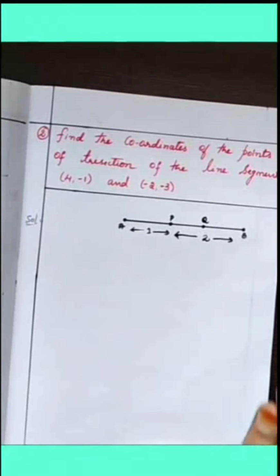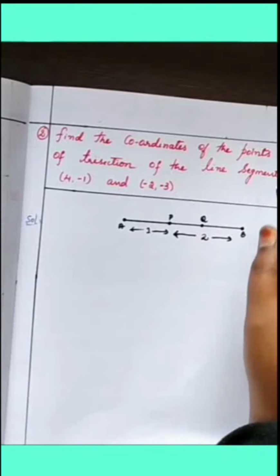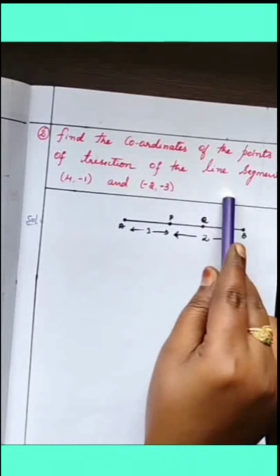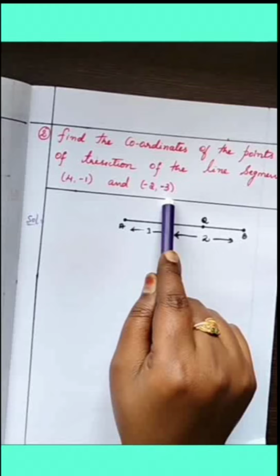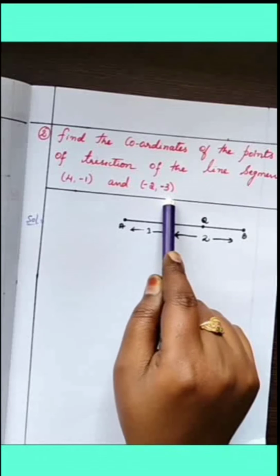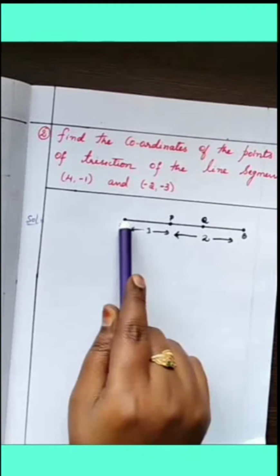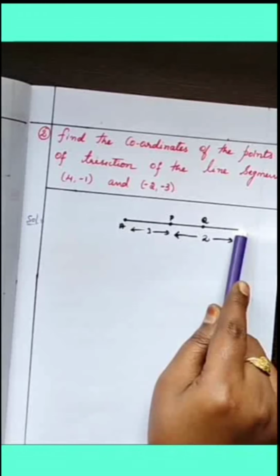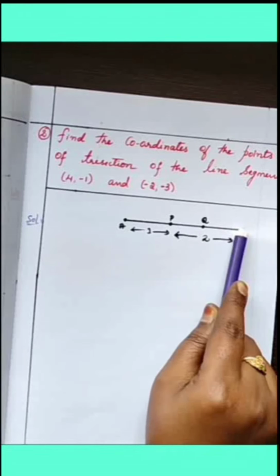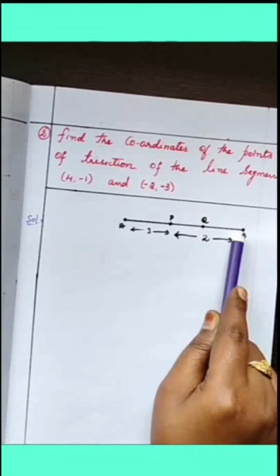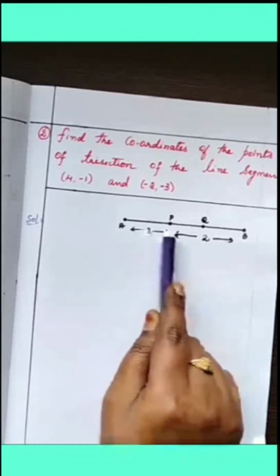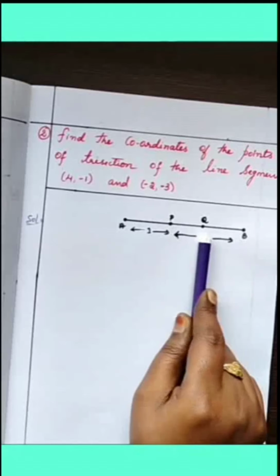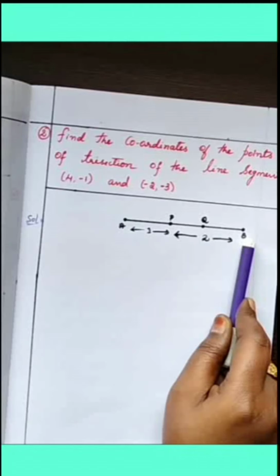Second problem is, find the coordinates of the points of trisection of the line segment (4, -1) and (-2, -3). Okay, dear students, here point of trisection means line AB is divided into 3 parts. Trisection means 3. Here AB is one line. It is dividing into how many parts? 3 line segments. AP is one line segment, PQ is another line segment and QB is another line segment.